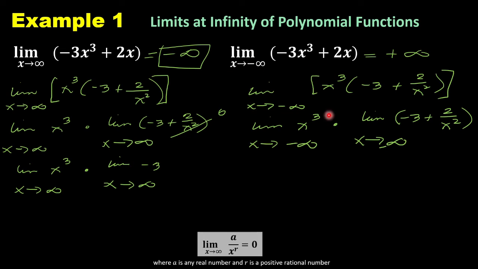For this case, we're going to do the same factoring and application of the limit theorems. So what we have here would be the limit of x cubed as x approaches negative infinity. For this part, the limit would be 0. So we have the limit of x cubed as x approaches negative infinity times the limit of negative 3 as x approaches negative infinity. If we substitute negative infinity to x cubed, we would have a very large negative number, so negative infinity times negative infinity times negative infinity. And then, if we multiply it by a negative constant, it would be positive infinity.